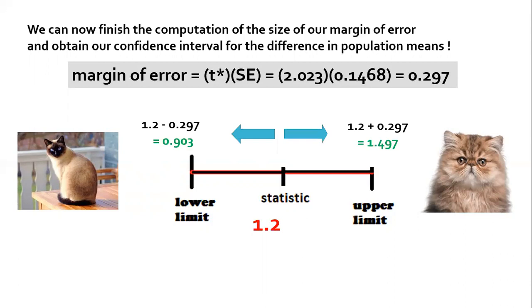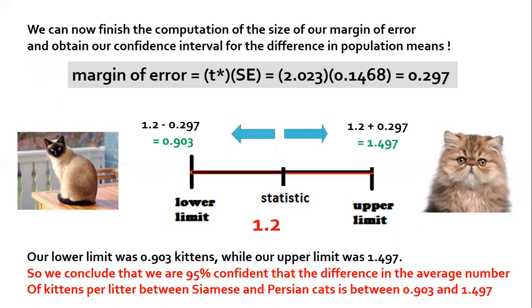We're going to add and subtract that margin of error from our statistic to find our limits. When we subtract 0.297 from 1.2, we get 0.903, just a little bit above 9/10 of a kitten. And when we add 0.297 to 1.2 for the upper limit, we get 1.497, just a little shy of 1.5 kittens. So now we have our limits, 0.903 kittens and 1.497 kittens as our lower and upper limits.